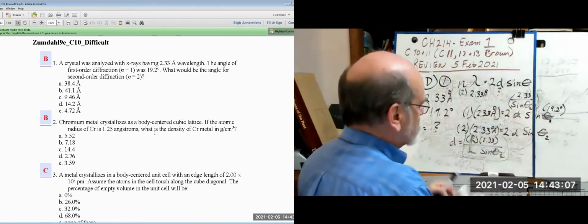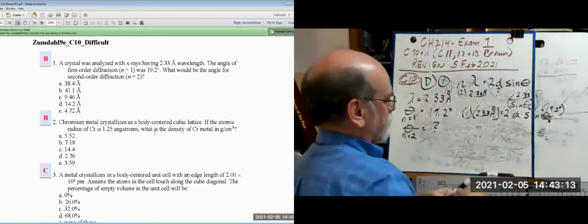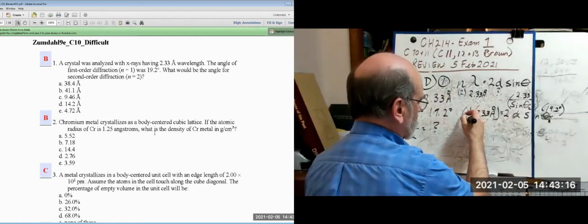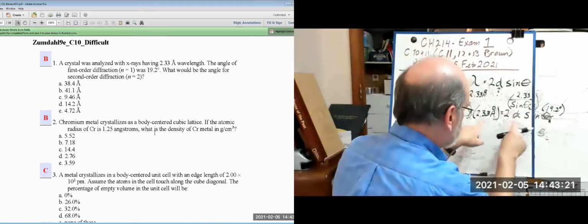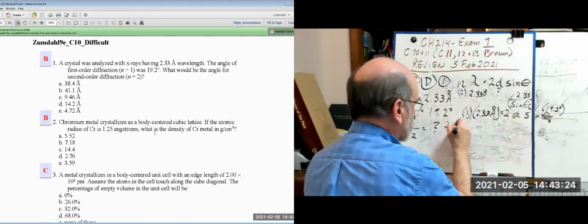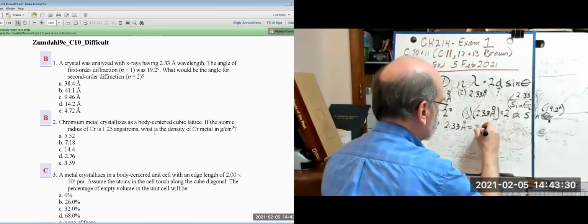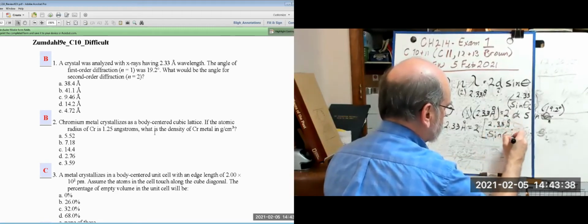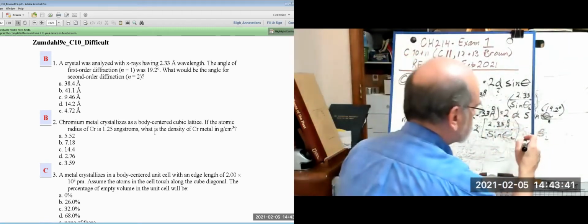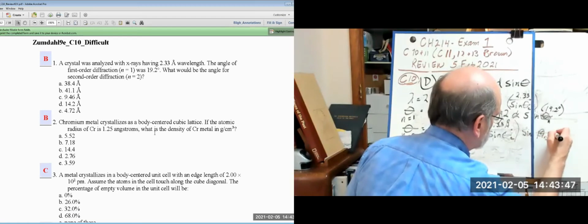All right, so I'm going to have to erase some things now. All right, so that 1 goes out, right? 1 multiplied, 1 divided, doesn't matter. So what we've got here is, let me write it out, 2.33 angstroms equals 2 times 2.33 angstroms divided by sine theta, second one, times sine of 19.2 degrees.